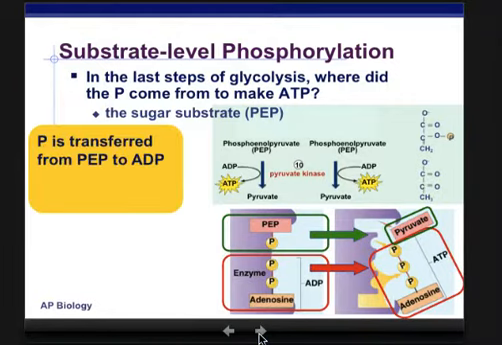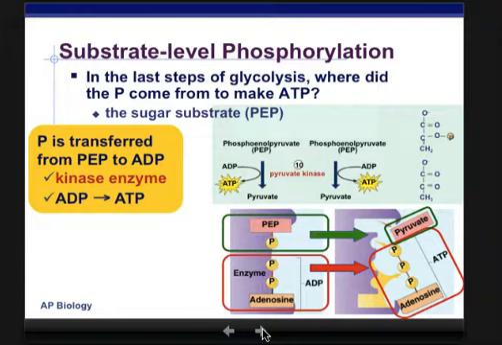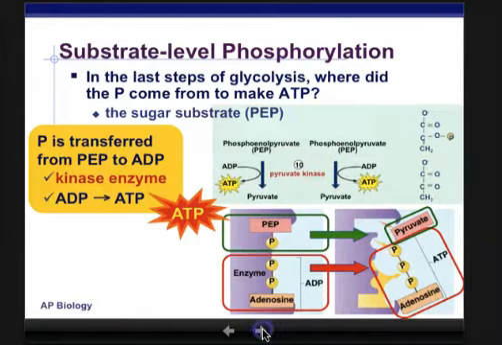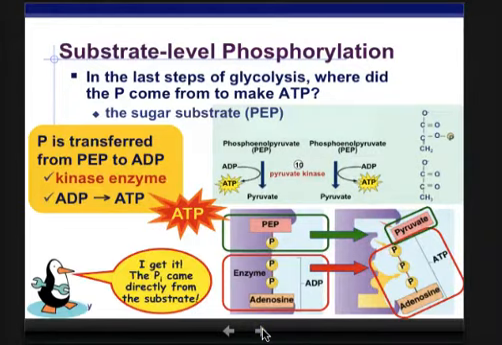So the P transfers from PEP, that last 3-carbon sugar, to ADP, using a kinase enzyme. So we go from ADP to ATP. We get energy. Yeehaw. Right, so the phosphate came directly from the substrate.